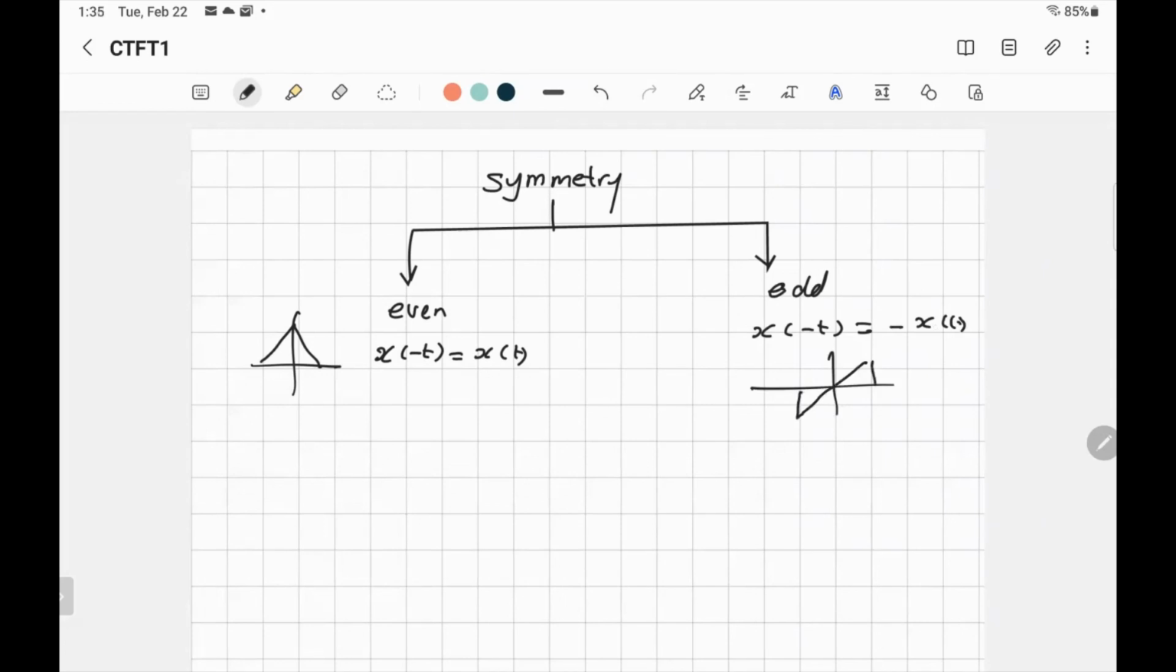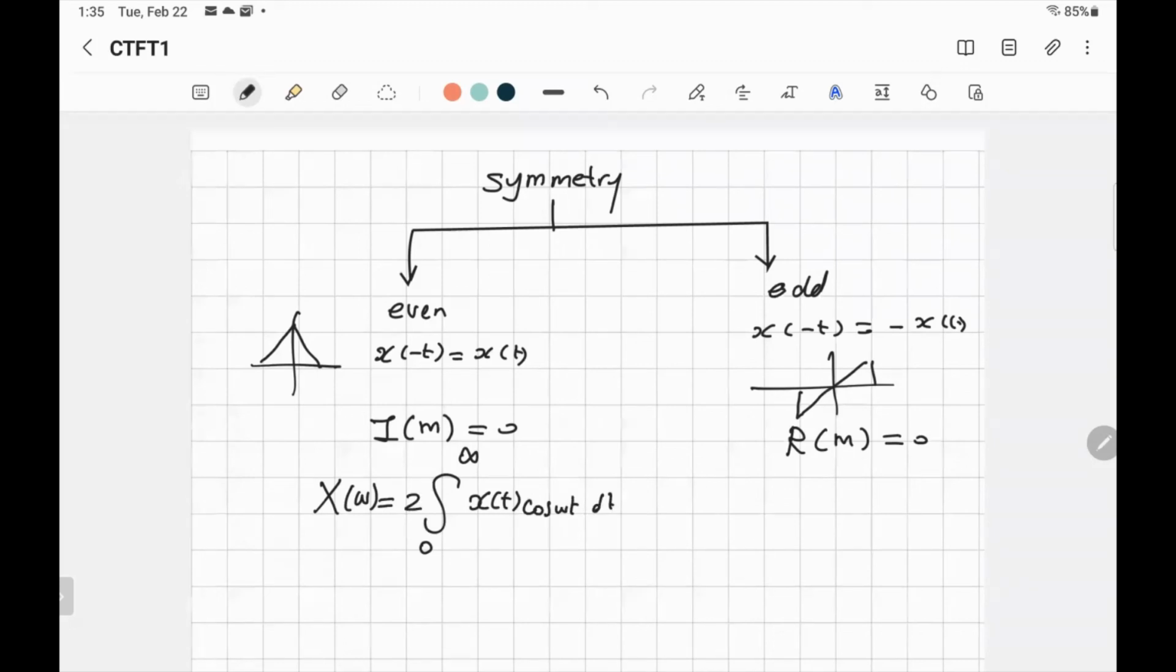So what's the value? If you have an even function, the imaginary part, if we're using the rectangular form, will be equal to 0. If you have an odd function, the real part will be equal to 0. So that's number one. But how you find X of omega in this case would depend only on the real part. So it will be the integration from 0 to infinity of the real part. Let me just write it down. It's equal to x of t times cosine omega t dt, multiplied by 2. That's for even. So you just have to find only one integration, and it's easy, something multiplied by cosine.